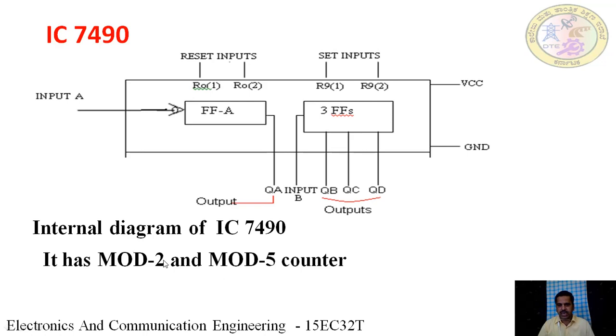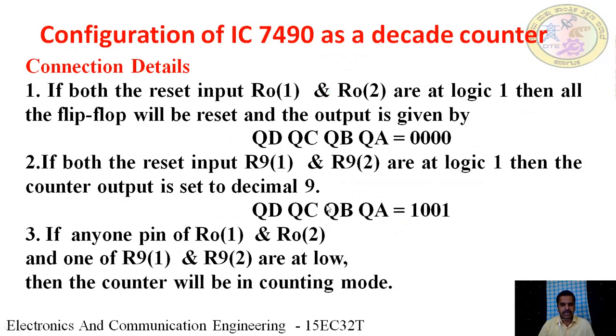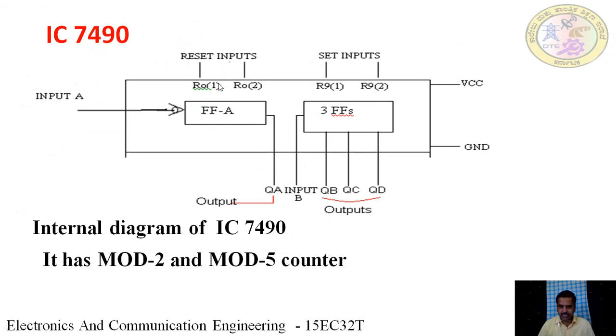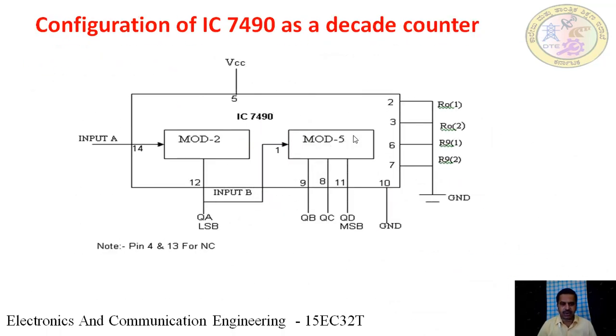To make 7490 work as a decade counter, any one of these 4 pins, one from the reset inputs and one from the reset outputs, should be connected to low. Then it acts in counter mode. If both the reset pins are connected to 0, it becomes 0. When both reset pins are connected to 1, it becomes 1001. If any one of the pins is connected, with both pins at 0, then it acts as a decade counter. Now let's study how it works.